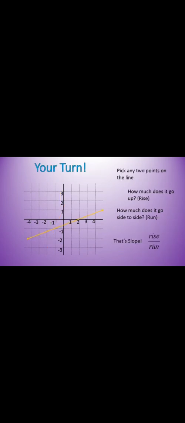So, it is now your turn. I want you to pick any 2 points on the line. I'll give you a couple of points that you can work with, or you can choose to ignore those points and try to use other points. That's fine. Pick any 2 points and find out how much it goes up, and put that over how much it goes side to side. Pause the video, try it out.